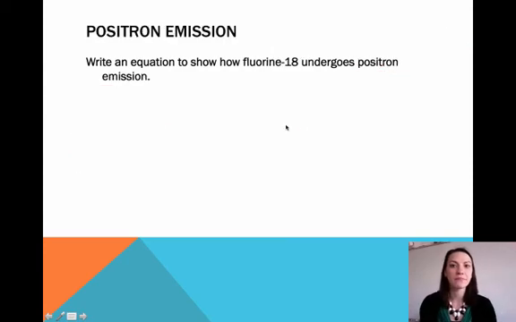Let's try another one. We have fluorine 18. Remember, 18 is the number of the isotope, so that's your mass number. And we've got positron emission. Emission means product, so I know that I have to have my positron over here. So I've got 0, plus 1, and then the E, a little e plus. That's being emitted plus what?